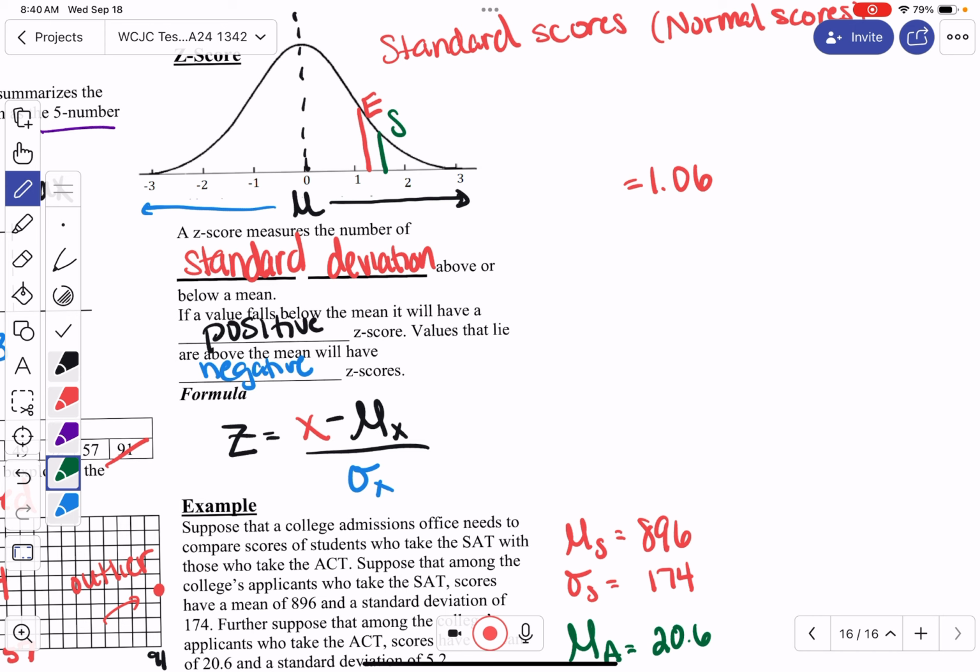And so when we look at z-scores, we are measuring standard deviations, nothing else. It is the number of standard deviations above or below the mean. It's above if the z-score is positive. It is below if the z-score is negative.